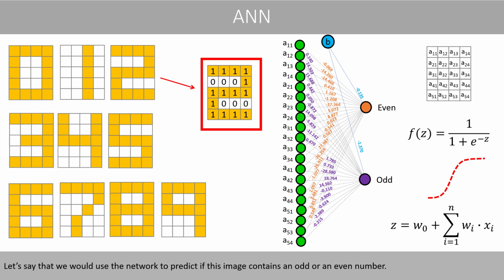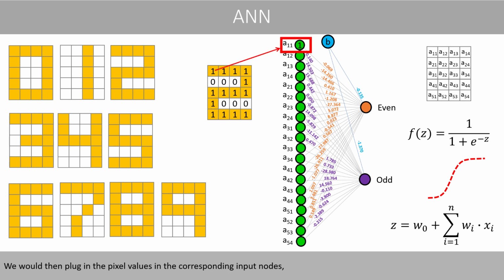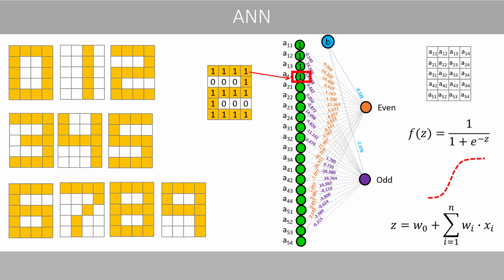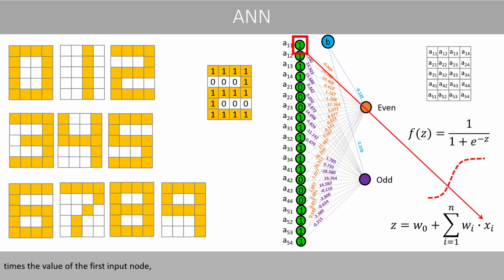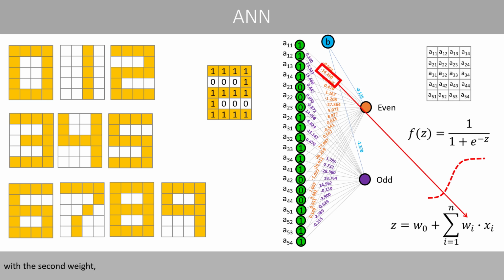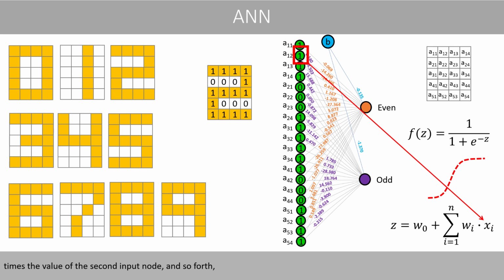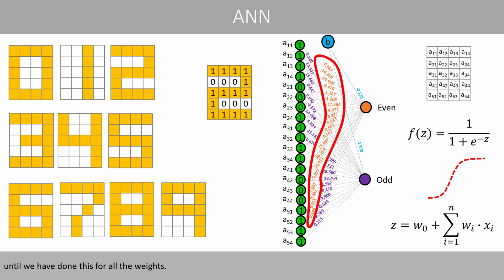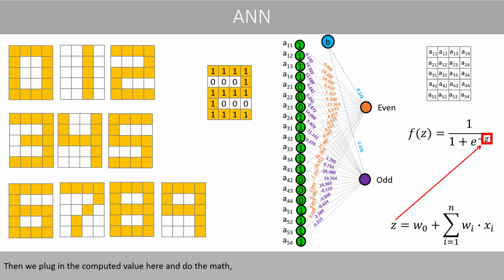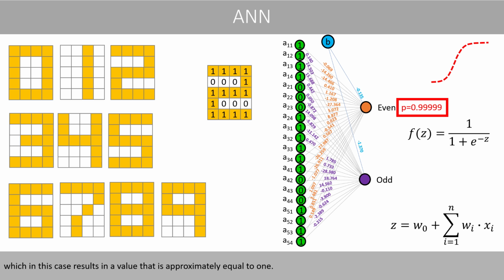Let's say that we would use the network to predict if this image contains an odd or an even number. We would then plug in the pixel values in the corresponding input nodes, and sum the first weight times the value of the first input node with the second weight times the value of the second input node, and so forth, until we have done this for all the weights. Then we plug in the computed value here and do the math, which in this case results in a value that is approximately equal to 1.